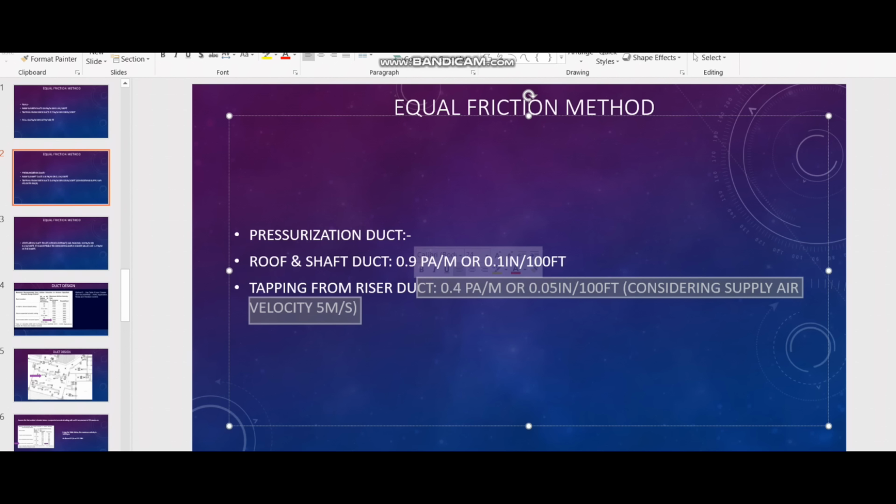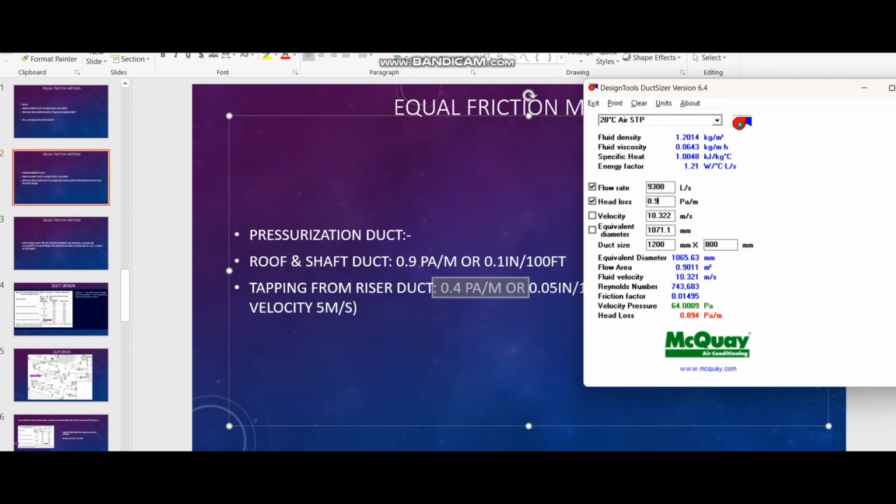Similarly, if you go to Qatar, they have a maximum supply air velocity limit. So that is the reason I will follow that value. The velocity must not exceed 5 meter per second. So I will recommend you go with 0.4 Pascal per meter for the last end point.